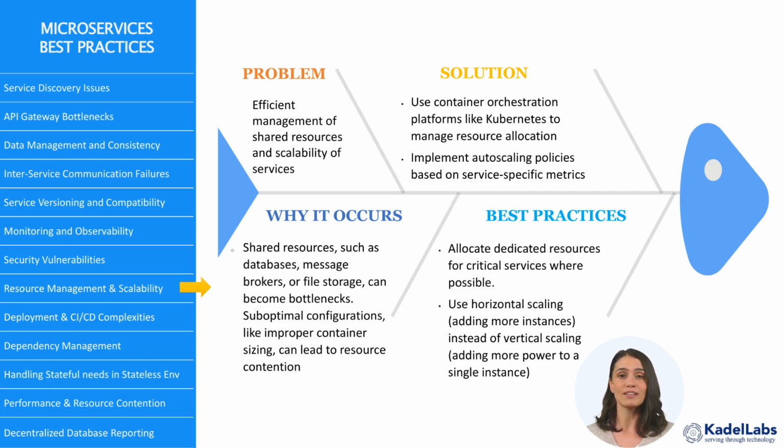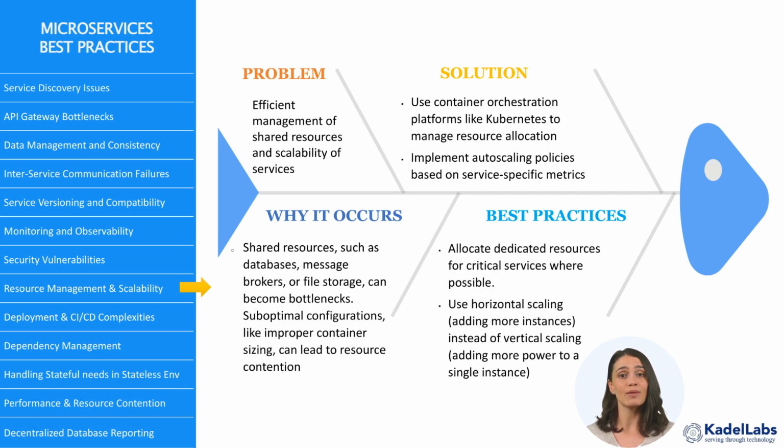Efficiently managing resources like CPU, memory, and storage is crucial for optimal performance and scalability. Issues arise when services compete for shared resources like databases, causing contention and reduced performance. Different services may also require unique scaling strategies. Some need horizontal scaling by adding instances, others vertical scaling by increasing instance power. Tools like Kubernetes help manage resources dynamically based on demand. Autoscaling policies based on real-time metrics like CPU usage ensure services get the resources they need without waste.